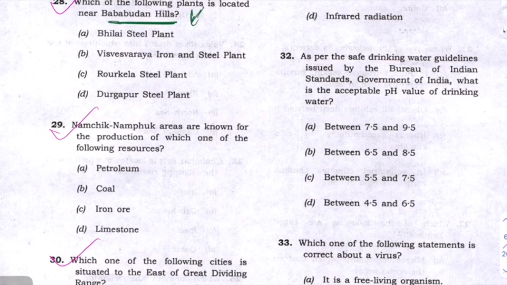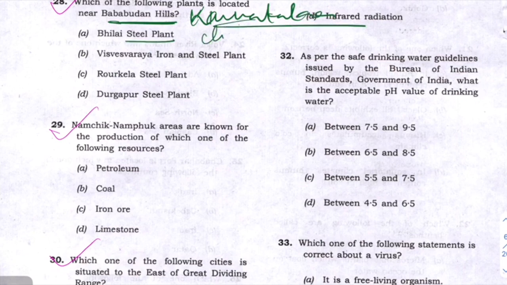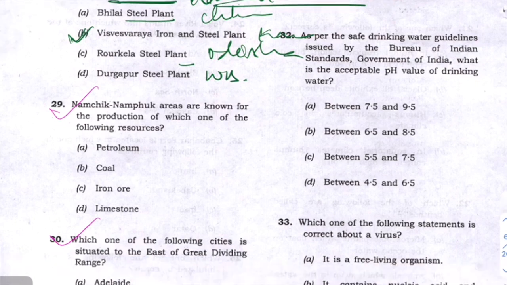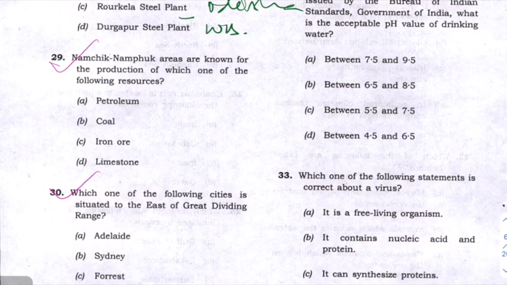So Baba Budan Hills is in Karnataka, right? Now Bhilai is in Chhattisgarh, Visvesvaraya is in Karnataka, Rourkela is in Odisha, Durgapur is in West Bengal. So obviously the Visvesvaraya iron and steel plant is going to be the closest to the Baba Budan Hills. Then Namchik Namphuk area is known for coal production.